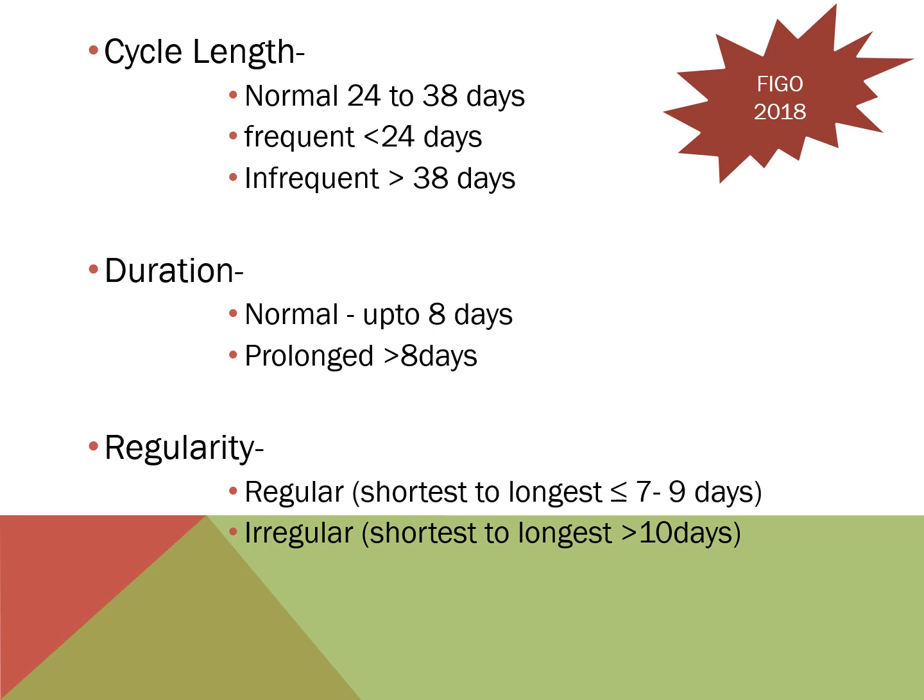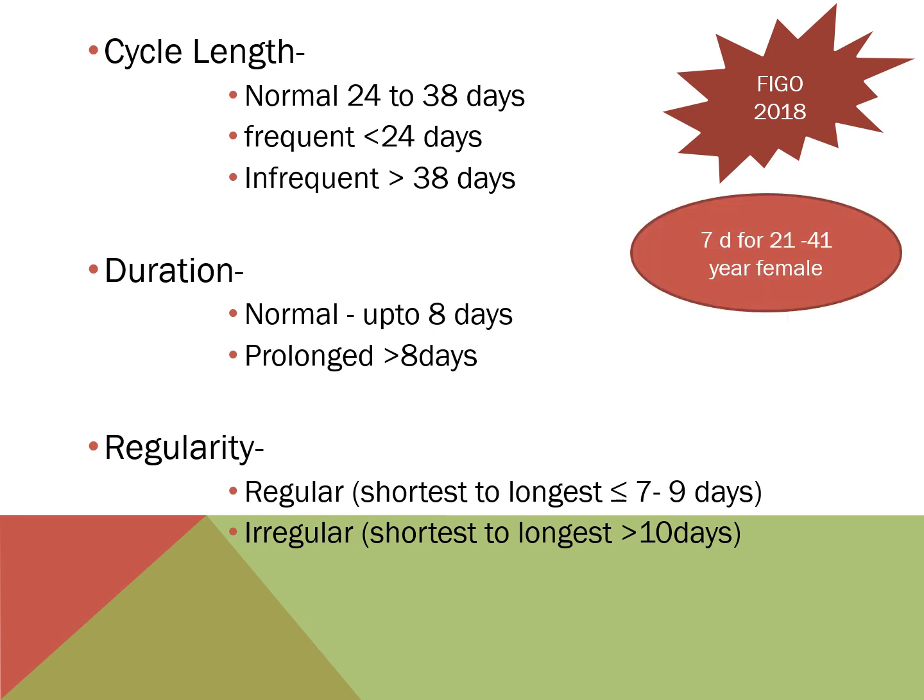Then what is irregular? Irregular is when the subtraction of the shortest from the longest cycle length makes a more than 10-day difference. That is known as an irregular cycle. Here in the regularity criteria, you can see there is a range from 7 to 9. Why is this a range, and in which age do we consider 7 and in which age do we consider 9?